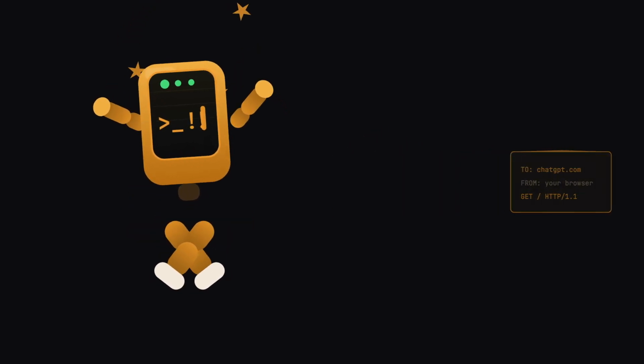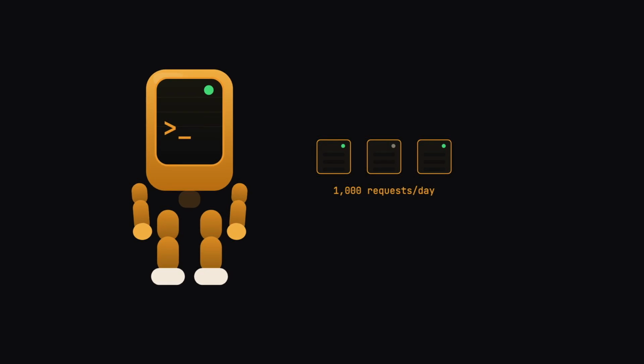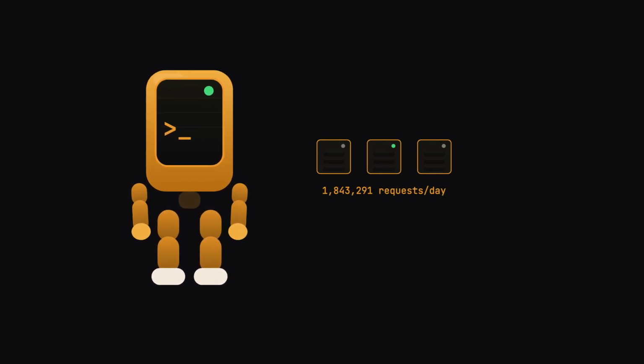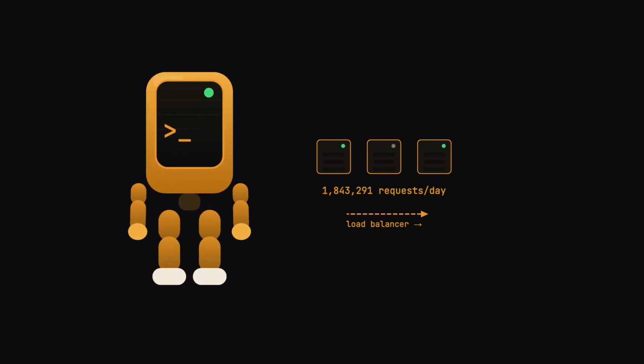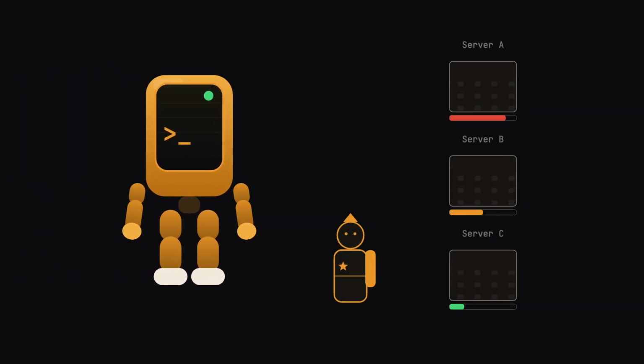But here's the thing, chatgpt.com isn't one server sitting in a room somewhere. It gets millions of requests every day. Could a single server handle that? No, no single server could handle that. So, before your request reaches any real server, it hits something called a load balancer. Think of a load balancer like a traffic cop standing at an intersection.